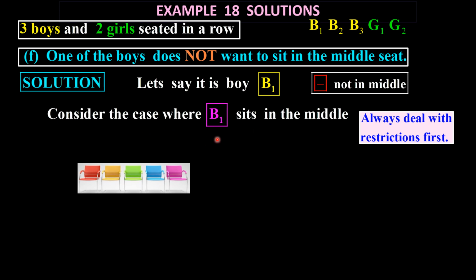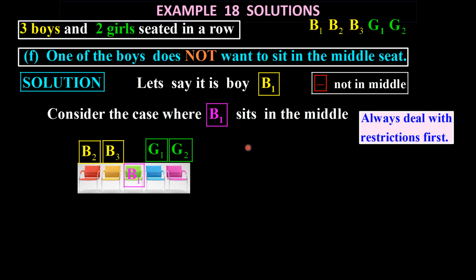Consider the case where boy 1 sits in the middle. Although they said not, let's look at the case where he sits in the middle. So if boy 1 sits in the middle, that's the only place he can sit, right in the middle. That means the other learners, how many of them are still there? 4. So they need to be arranged, right? So it's the 2 other boys and the 2 other girls there.